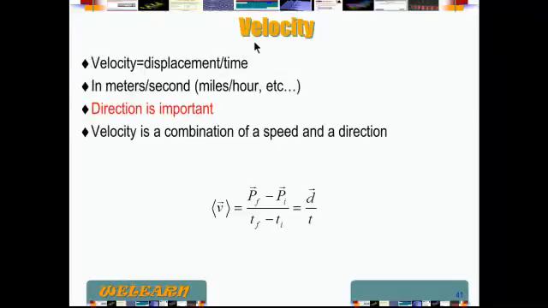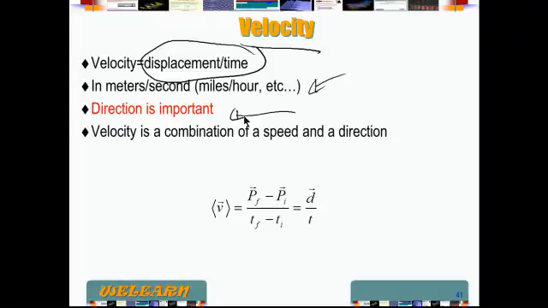We define velocity as displacement over time. Displacement over time. The magnitude of velocity is a speed, its units are meters per second, the SI units, or miles per hour, or whatever. Now, again, the magnitude of a velocity is a speed. So its units are meters per second, miles per hour, or whatever. However, velocity is a vector, where direction is important.